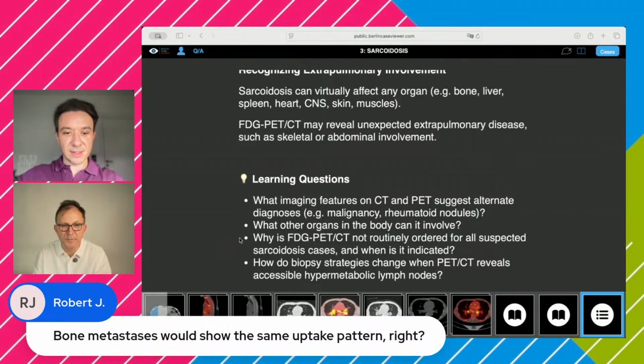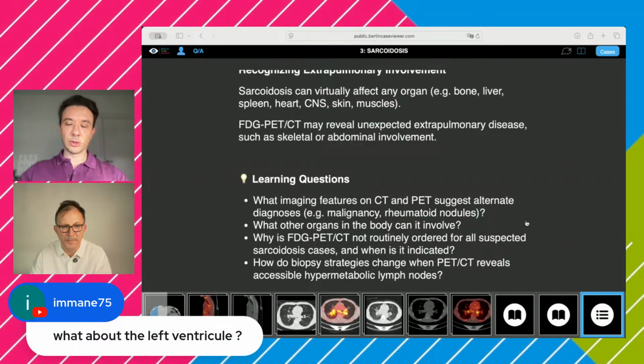And yes, bone metastasis, definitely. It would show the same appearance. It's lytic. Sarcoidosis can be lytic or it can be sclerotic as well, but it can be lytic, and yes, it mimics a bone metastasis. That's why I had to include pulmonary tumor.